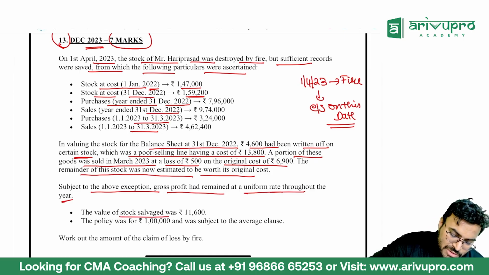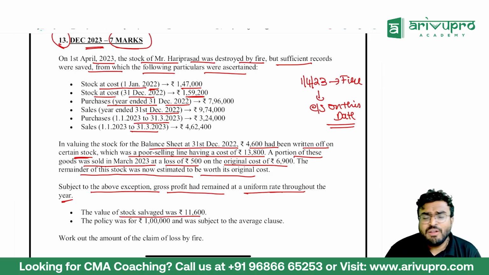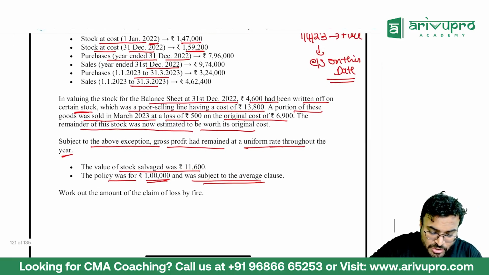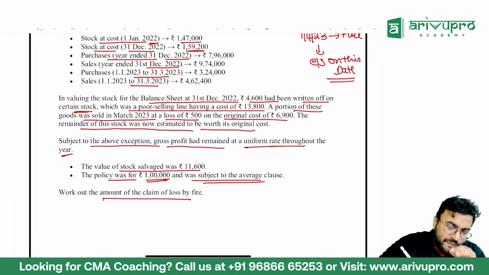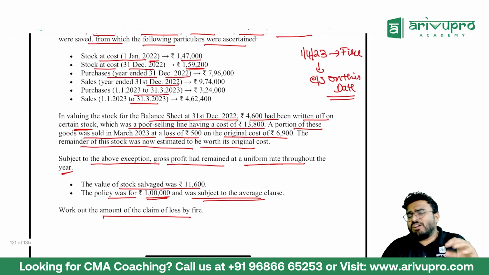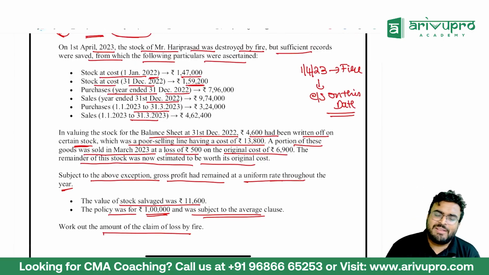The value of stock salvaged was 11,600. The policy was for 1 lakh and was subject to average clause. Work out the amount of claim for loss by fire. Now, loss of stock they are asking or loss of profit? Loss of stock. First of all, anywhere in the question they have not given us the gross profit percentage. So, first thing that we have to do is find the gross profit percentage.